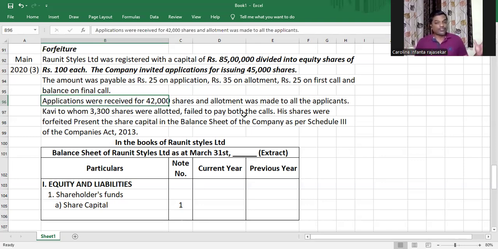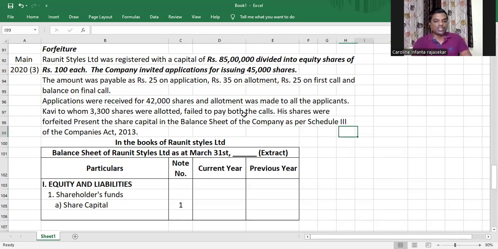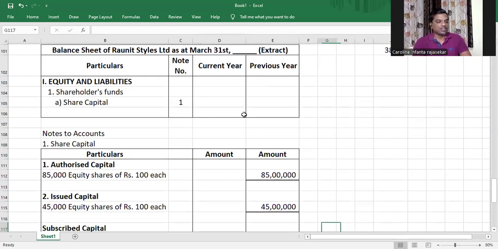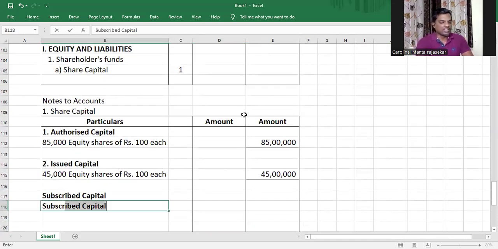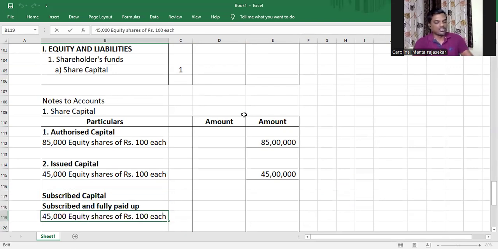Now, the total number of shares that were allotted was 42,000, out of which Kavi, holding 3,300 shares, did not pay the first and final call. So that will be not fully paid up. So fully paid up will be what? Total shares of 42,000 minus 3,300, and that would be 38,700 shares. So I'm going to write subscribed and fully paid up, and that will be 38,700 shares of rupees 100 each.